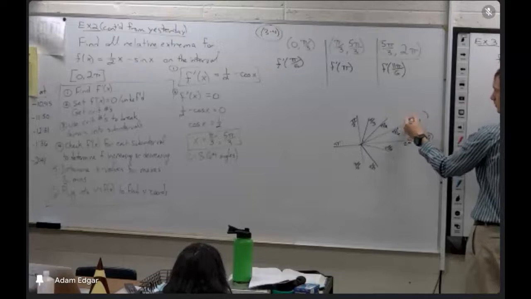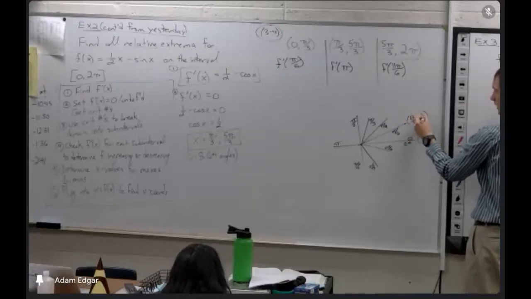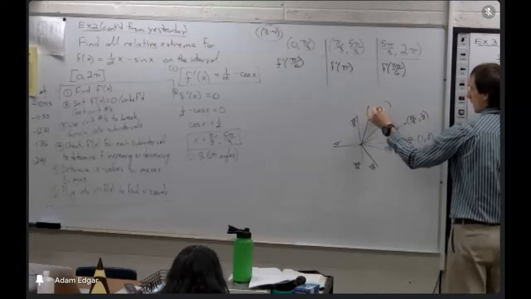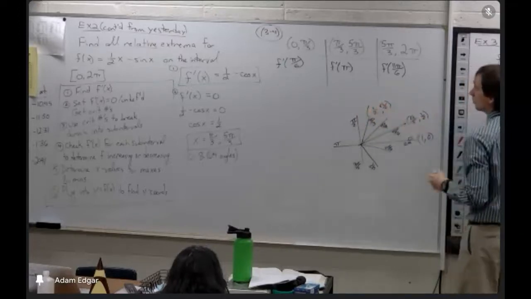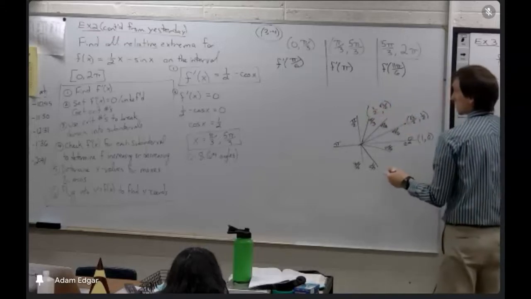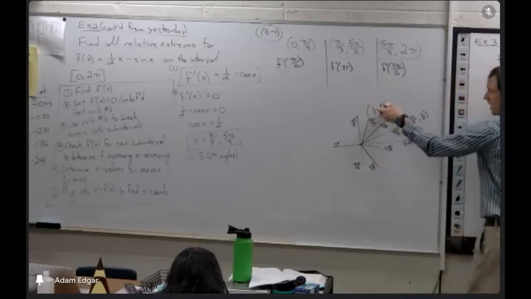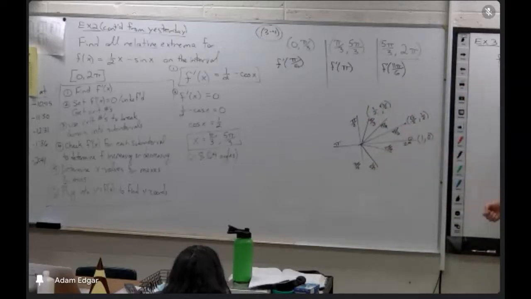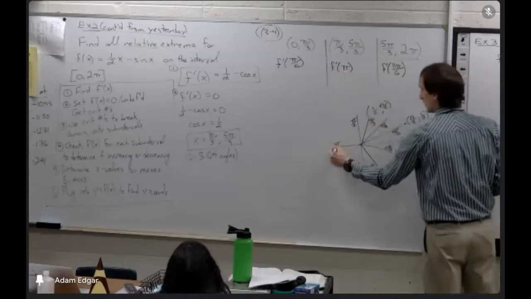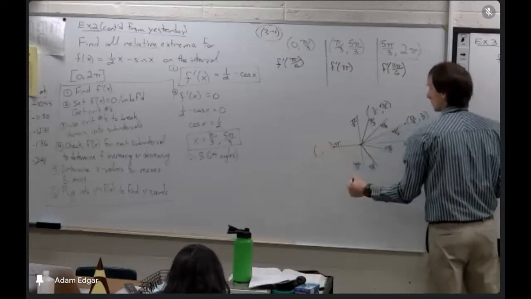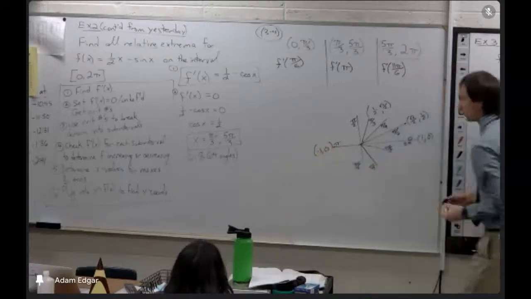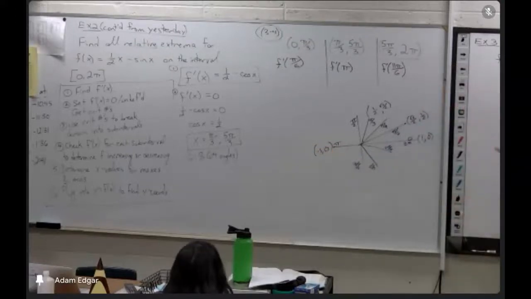Root 3 over 2 comma 1/2. For pi over 3, it's 1/2 comma root 3 over 2. For 5 pi over 3, we'll just use the pi over 3 coordinates. And for 11 pi over 6, we'll just use the pi over 6 coordinates. And for pi, it is -1 and then 0. And cosine is going to have us look at the x coordinate associated with each angle.